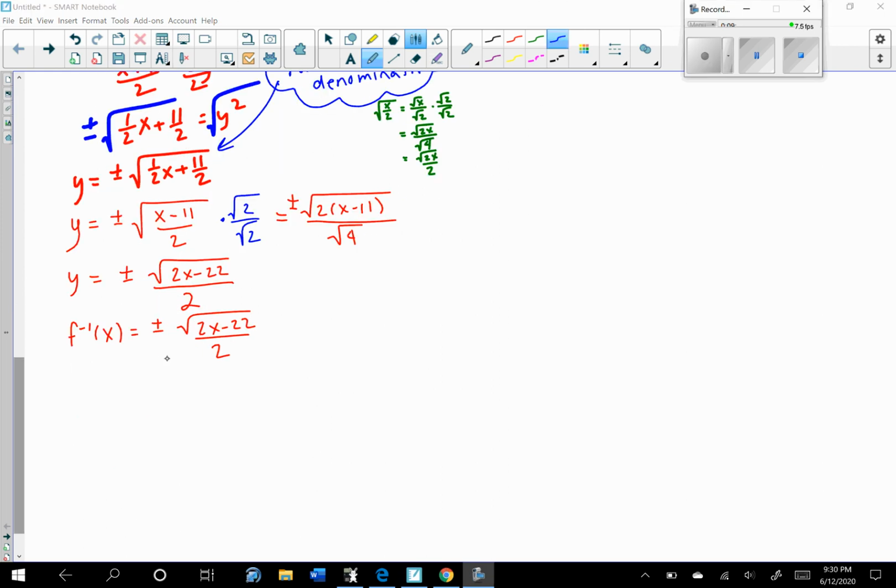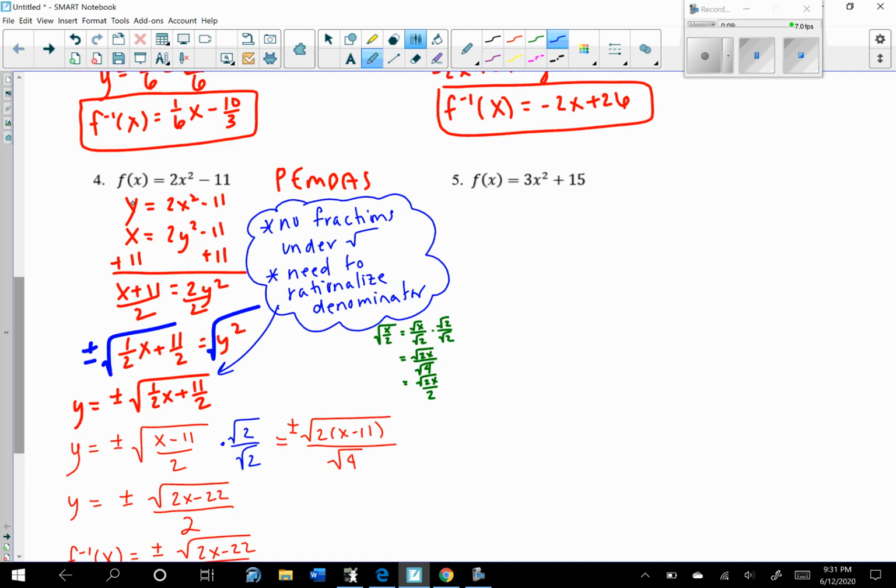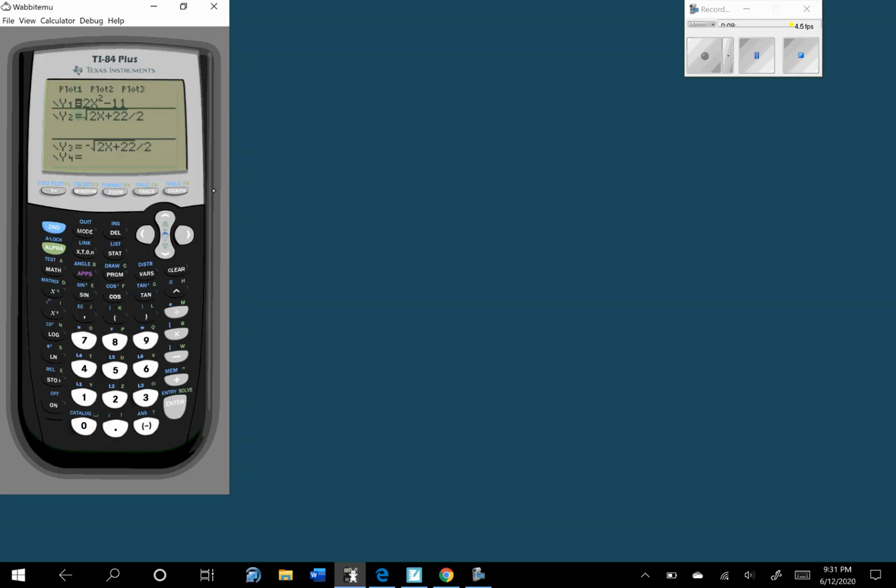So now if we look at this, that plus and minus means we have two output answers. So this is a problem. Why is that a problem? Because remember, we're using function notation, and function notation is saying that this has to be a function if I use the plus or minus. But we know that if we were to look at the graph of our original equation, which is 2x squared minus 11, that's a parabola shape, which if I go to my calculator and graph that, we know this does not pass the horizontal line test, so we know the inverse is not a function.